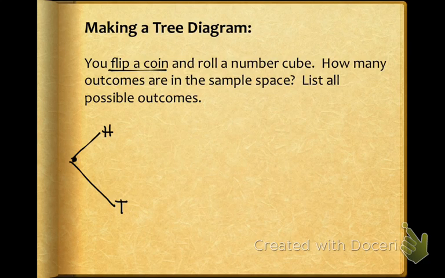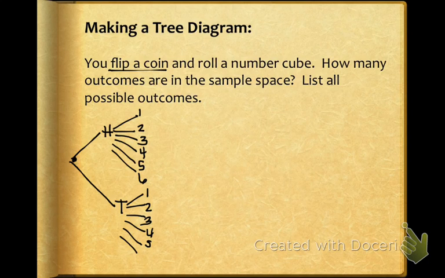And then after that step, let's say I get heads. Then I'm going to roll a die. What could I possibly get? Well, I could get a 1, a 2, a 3, a 4, a 5, or a 6. Or let's say I got tails first. I still could roll a 1, a 2, a 3, a 4, a 5, or a 6. So now we can follow these branches to figure out the different possibilities. One would be to follow this branch. I could get a heads and a 1. Or I could get a heads and a 5.